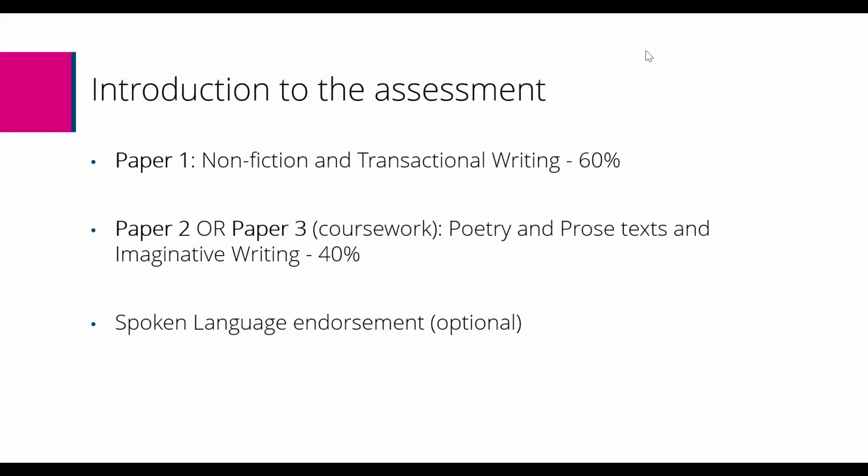Just a reminder that paper 1 is non-fiction and transactional writing. Paper 2 or paper 3 are exam or coursework. Centres choose one of those. The focus there is poetry and prose text and imaginative writing, and the spoken language endorsement is optional.